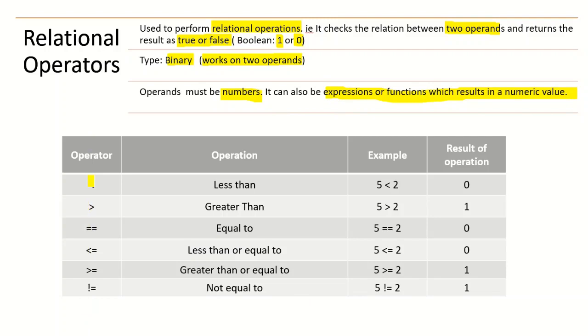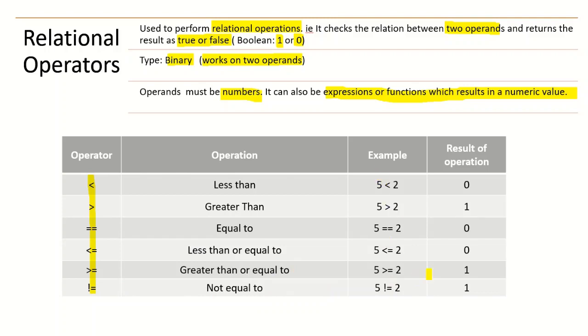These are the operators: less than, greater than, equal to. For equal to, we need to use 2 equal to symbols: less than or equal to, greater than or equal to, and not equal to.